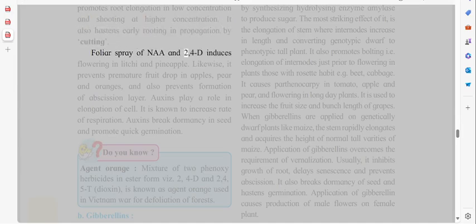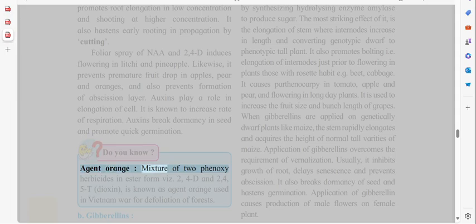Foliar spray of NAA and 2,4-D induces flowering in lychee and pineapple. Likewise, it prevents premature fruit drop in apples, pear and oranges, and also prevents formation of abscission layer. Auxins play a role in elongation of cell. It is known to increase rate of respiration. Auxins break dormancy in seed and promote quick germination.